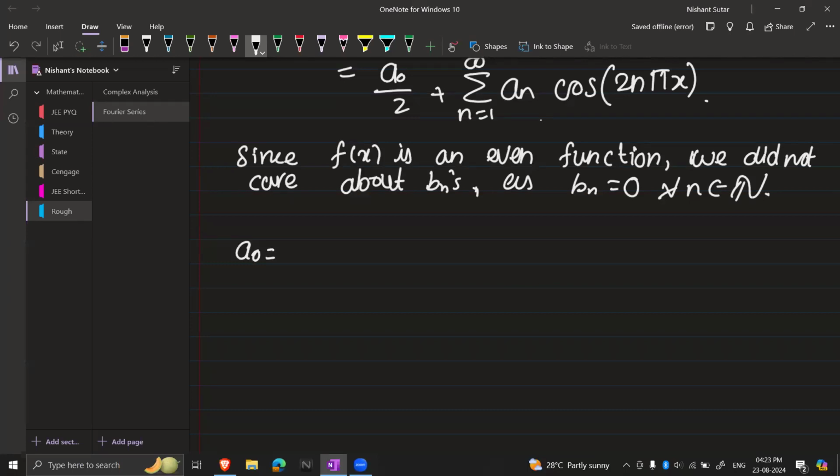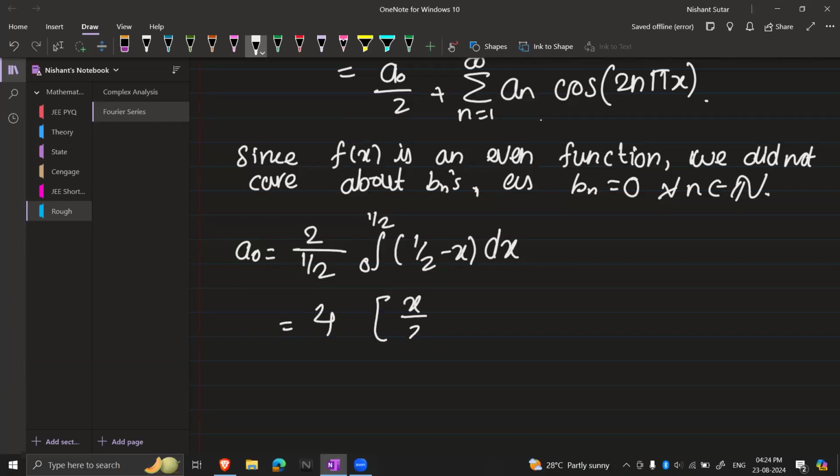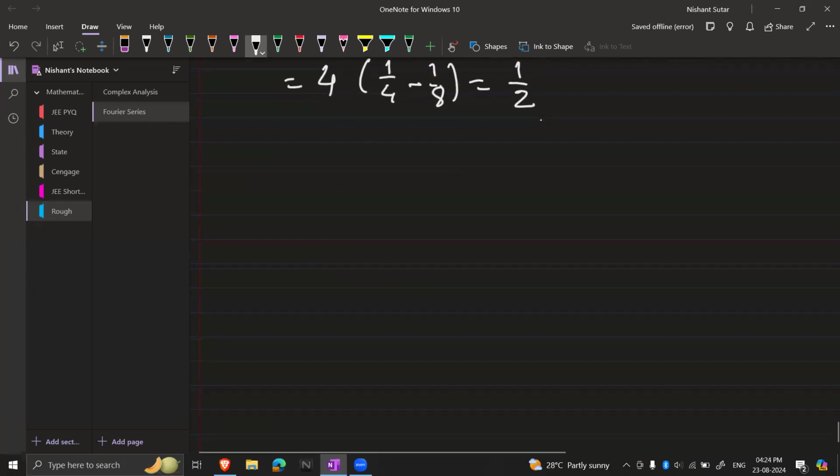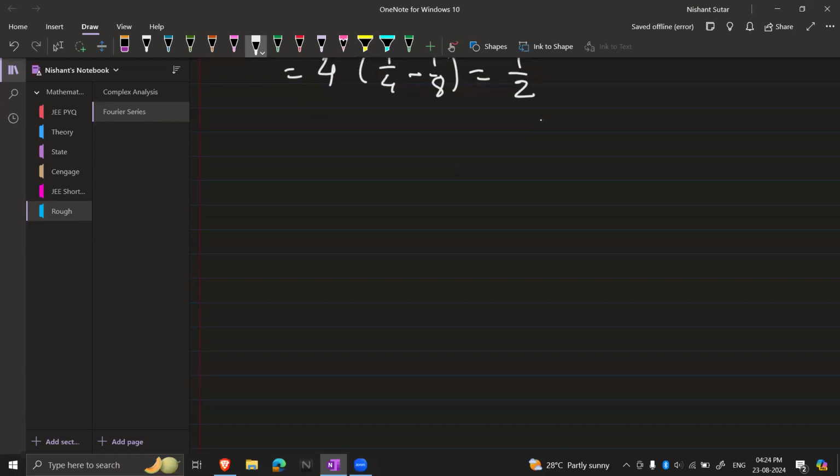By definition, a naught is 2 upon 1 by 2 integral 0 to half of half minus x dx, which is 4 times integral of this, x by 2 minus x square by 2 in the range 0 to half. If I put the value of half, it is 1 by 4 minus 1 by 8, which is 1 by 8, into 4, it is half.